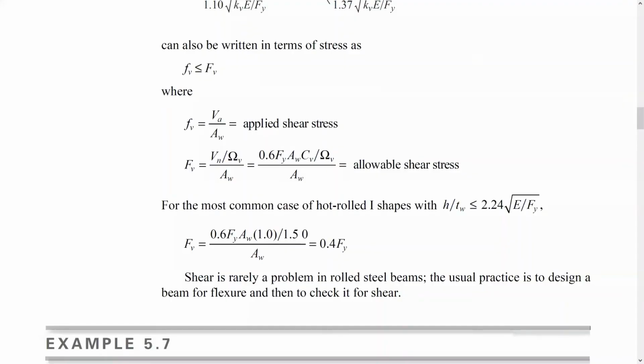Okay, for the allowable stress formulation, which is the ASD method, it can be written as: the applied shear should be less than or equal to Vn divided by the safety factor. I think I showed you this formula.